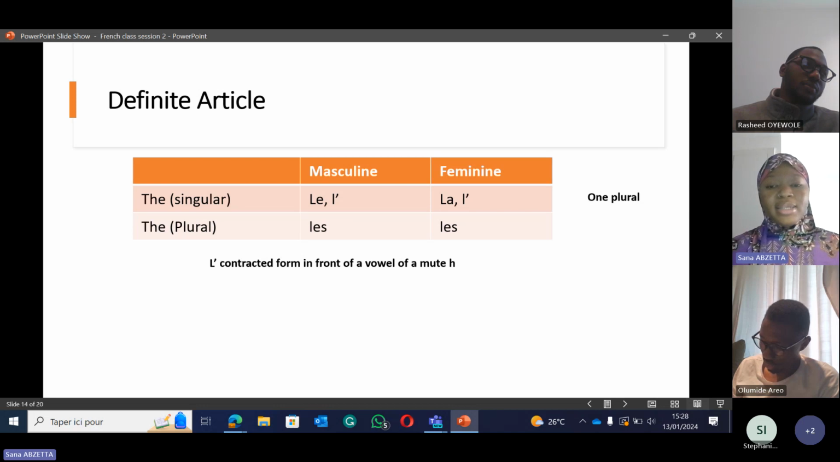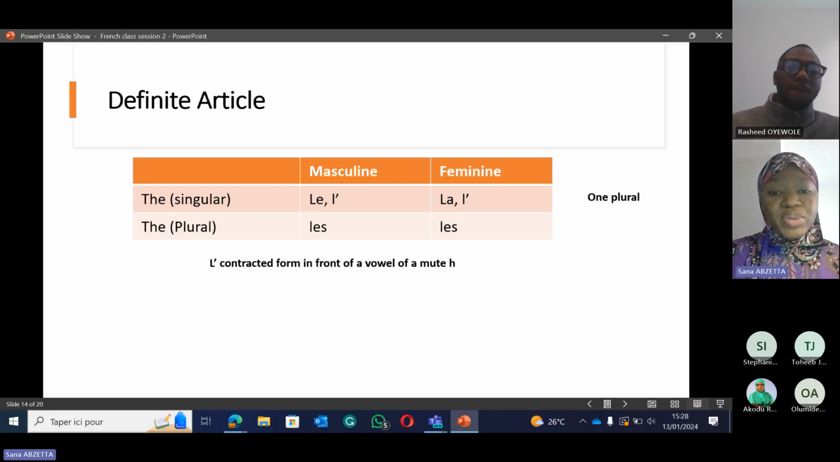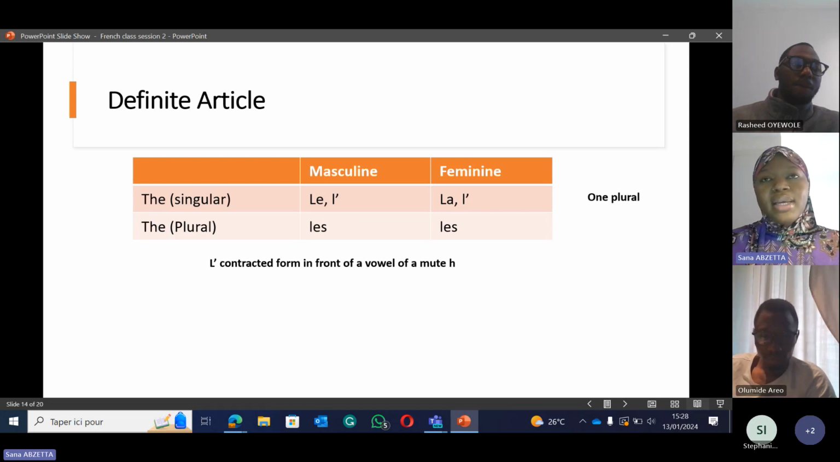But sometimes it happens that the article, either le or la, is followed by a word whose first letter is a vowel. If it is a vowel, you cannot say la arbre. It's not correct in French. You have to use the contracted form, which is just the L with an apostrophe. So instead of saying la arbre, you just say l'arbre.